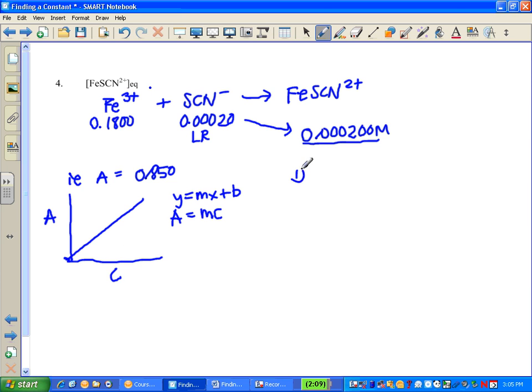So step 1 is to actually find the slope of the line using A is equal to m times C. So 0.850 is equal to the slope times the concentration, which is 2 times 10 to the negative 4. And what I get for a slope is 4,250.